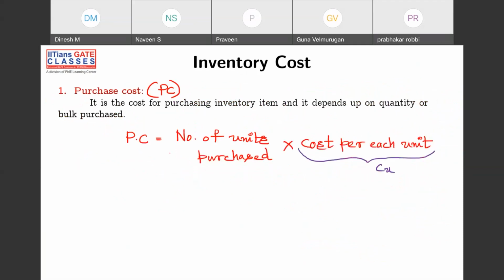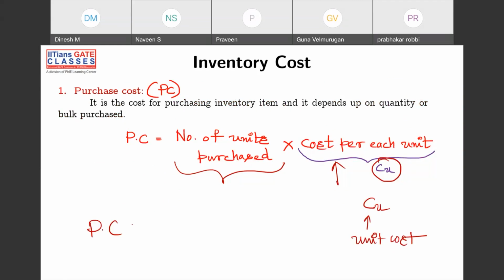So everything has been discussed in detail. Purchase cost is number of units purchased into cost per unit. Cost per unit is written as C subscript small u, the cost per each unit. This is unit cost. So purchase cost is equal to number of units purchased into CU.